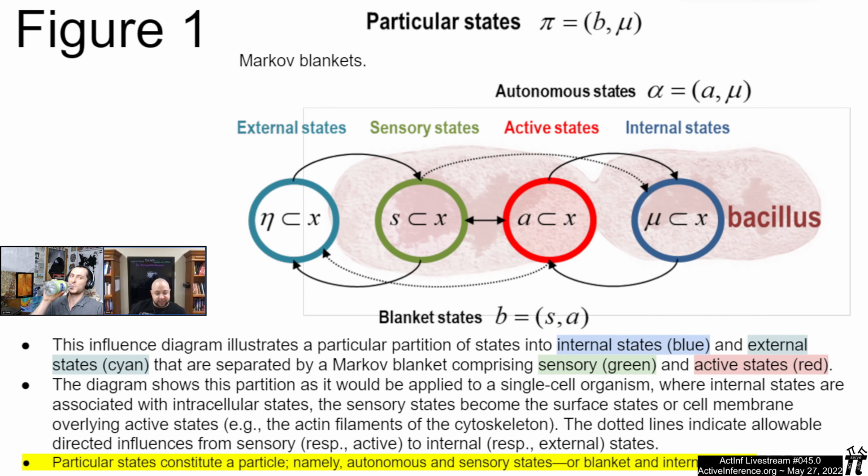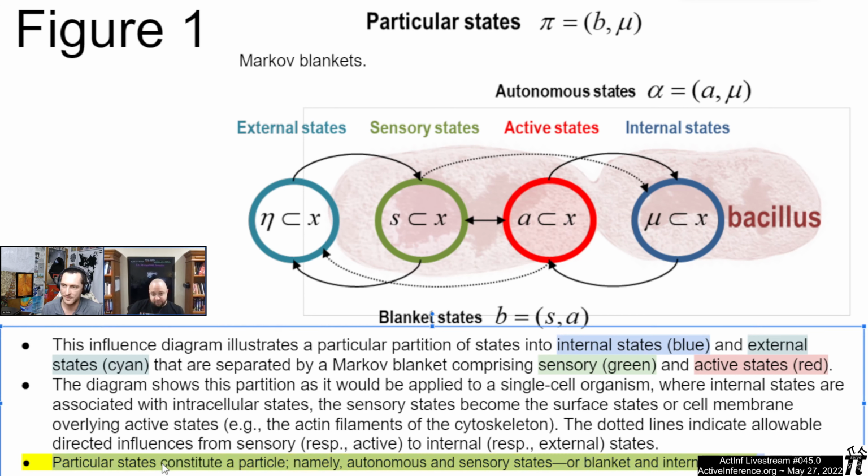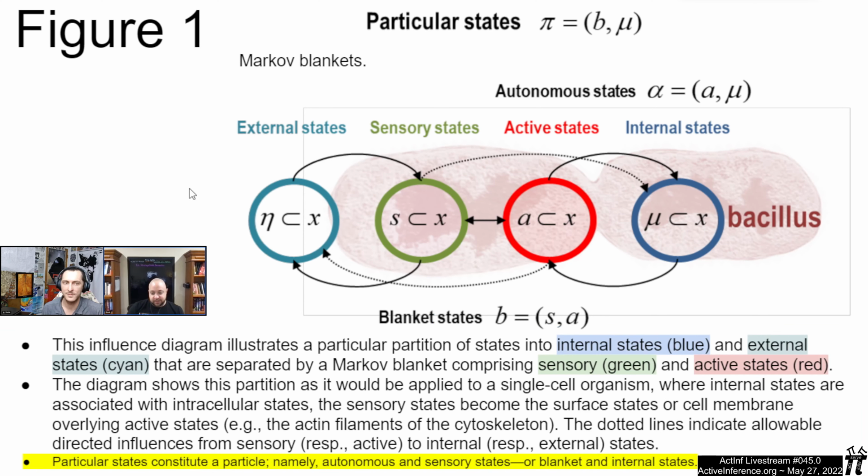Yeah, I see these two inner red and green states conditioned on each other that keep the external and internal states on the outside separate. They still have a conditional relationship between the sensory states and the external states, and the active states and the internal states, but not directly with each other, right?